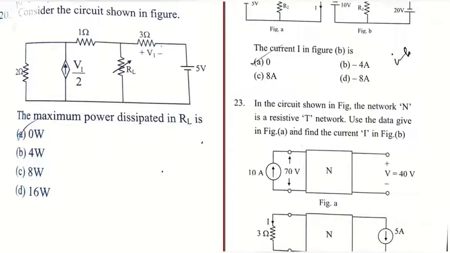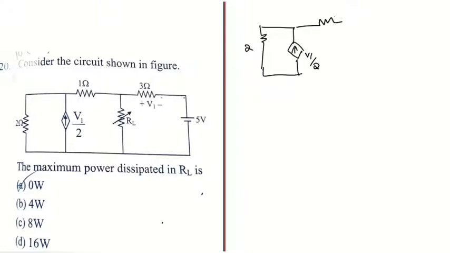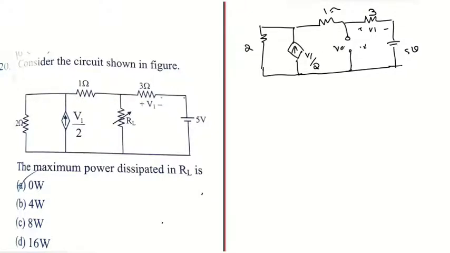So I am going to redraw the circuit with open circuit resistance. It is open circuit, right? And every other thing is the same. Only the resistor is going to be open circuited. Okay. Now this is our VOC.